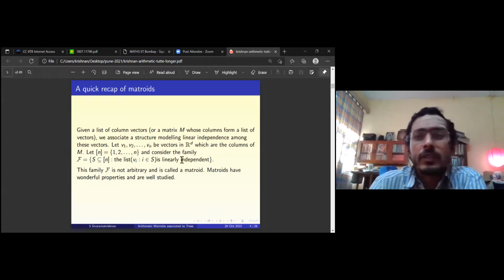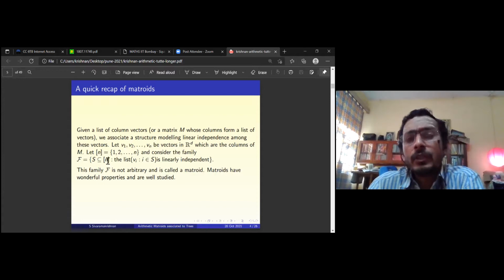You can think of it as vectors in Rd, and we look at all those subsets of columns which are linearly independent. So when I say the script F, the set of all subsets S of 1 to n such that the list Vi, i belonging to S, is linearly independent. So this is one way to define a matroid. This is a concrete way to define a matroid.